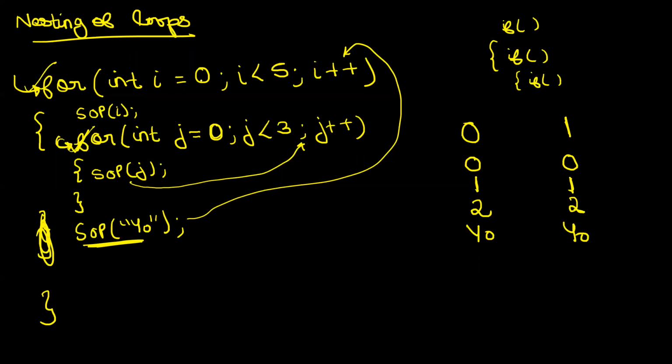For every value of i, this inner for loop will run entirely. For every value of i, first you print the value of i, then you run this inner for loop entirely, then you print yo, and then you go and increase the value of i. This is how the flow of execution actually happens. Is this making sense to everyone?